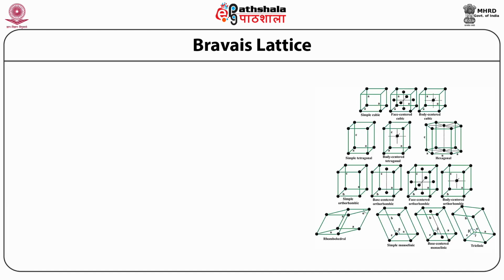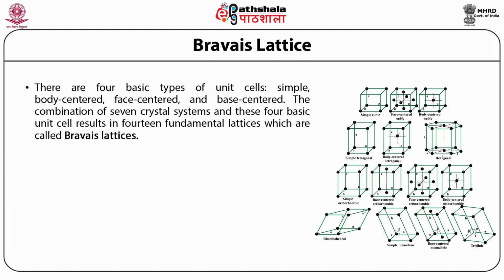Bravais lattice. There are 4 basic types of unit cells: number 1, simple; number 2, body-centered; third, face-centered; and last, base-centered. The combination of the 7 crystal systems and these 4 basic unit cells results in 14 fundamental lattices, which are called Bravais lattices. These Bravais lattices are shown in the figure.